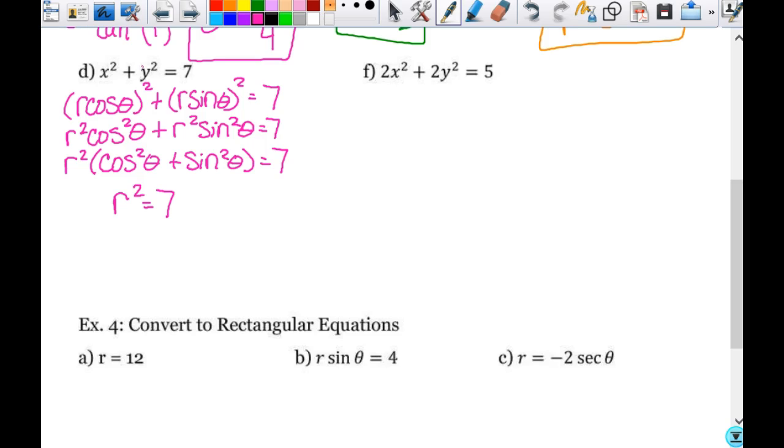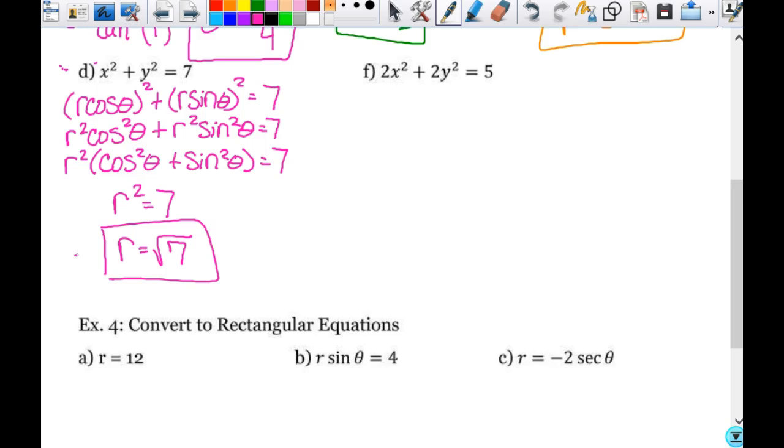Now, I don't want r squared equals 7. I want r equals the square root of 7. Technically, r equals plus or minus the square root of 7, and you can have a negative r in there, but since, what is this going to graph? A circle. It's going to graph a circle, so it's going to take care of that negative anyway, so you don't have to have that. If it graphs a circle on the rectangular coordinates, it's going to graph a circle on the polar coordinates. Okay? We good? All right.